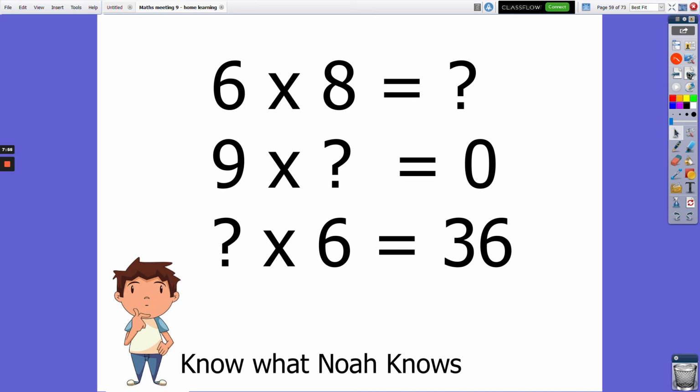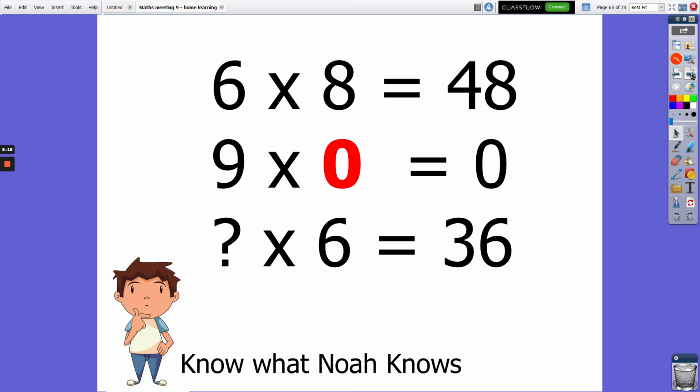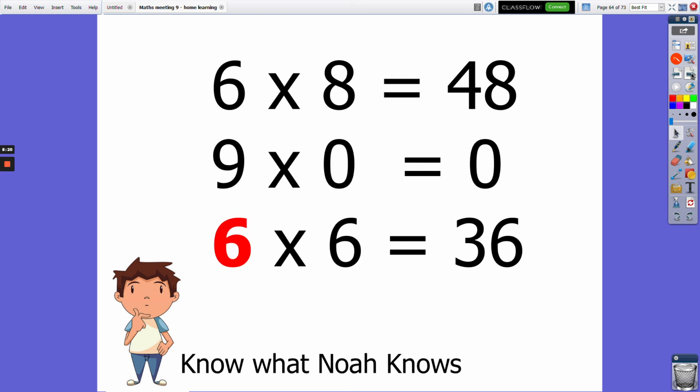Okay, know what Noah knows. We've got 3 calculations there with missing parts. I want you to fill in the missing parts of the calculations. Okay, off you go. So let's have a look. 6 multiplied by 8 equals 48. 9 times what equals 0? 9 times 0 equals 0. And what times 6 equals 36? 6 times 6 equals 36. That means that 36 is a square number. Well done if you got those 3 correct.